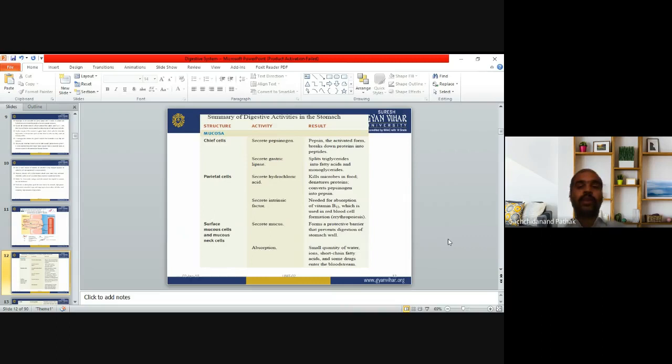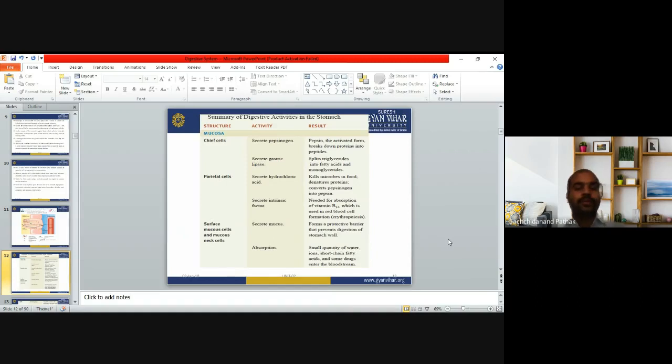It also helps in the secretion of hydrochloric acid, which will kill the microbes in the food, denature the proteins, and convert pepsinogen into pepsin, from the inactive to the active form. So these are the functions of hydrochloric acid. Simultaneously, it secretes the intrinsic factor, which helps in vitamin B12 absorption.